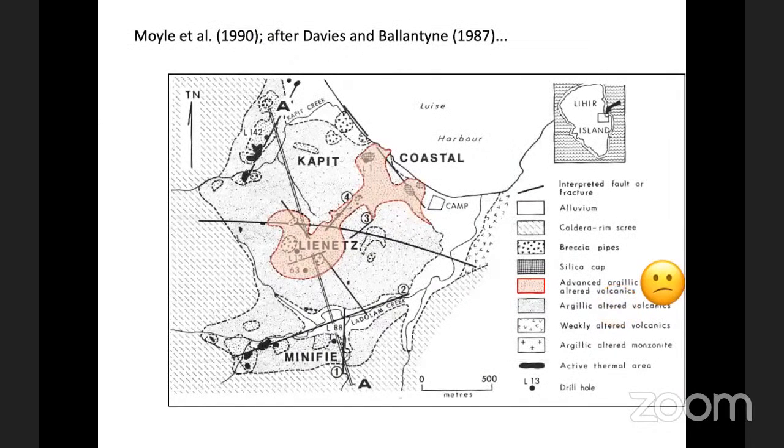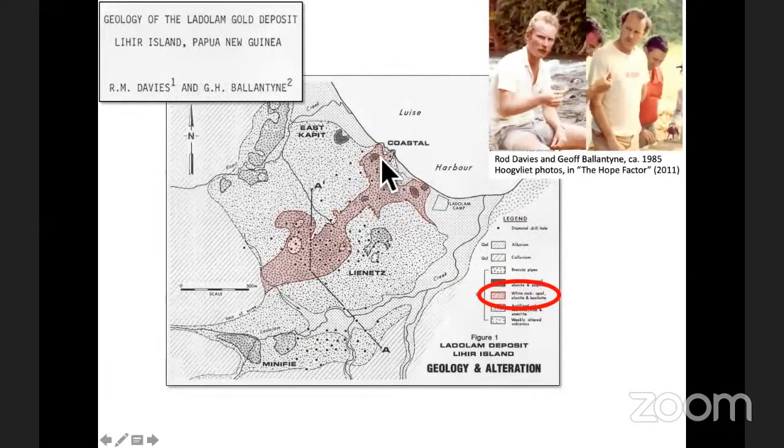We go to Moyle et al. 1990, and we see essentially the same figure, a little more complex. The legend shows many more units, but this red unit continues to be advanced argillic alteration volcanics. And they refer finally to Davis and Valentine in 1987. Now we are talking about 33 years between the figure in the textbook today and the original figure. So let's go to the original figure. This is the paper by Rod Davis and Jeff Valentine, with the short style typical of the 1980s.